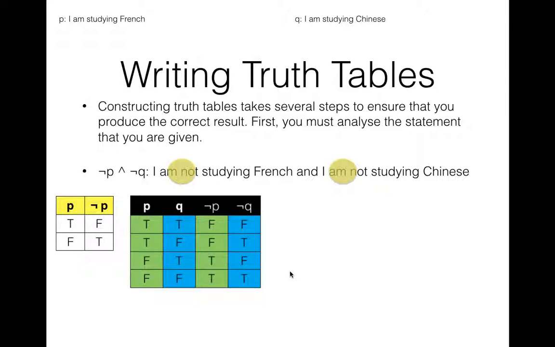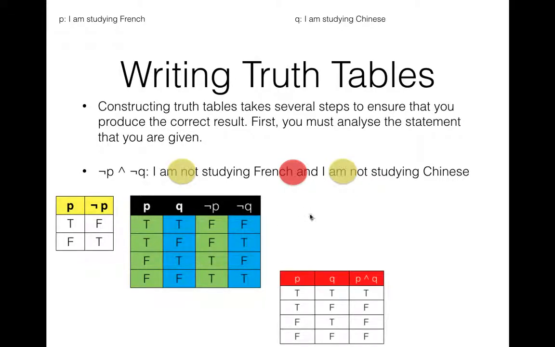The next thing I need to think about is the part in the middle, and. So now I'm going to use a conjunction truth table. I'm interested in this part here. I'm not interested in P and Q anymore. I'm interested in not P and not Q. So here's my conjunction truth table.